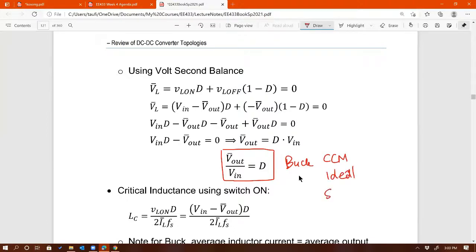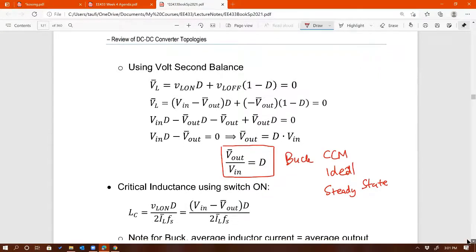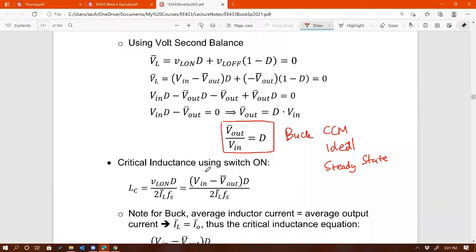and steady state. So those are the conditions, right? So when the buck converter is already reaching steady state and everything's ideal components, and only true for continuous conduction mode, then V out over V in is equal to the duty cycle. Very simple transfer function, okay? And I'm going to stop right there.